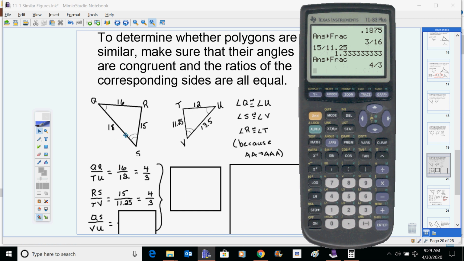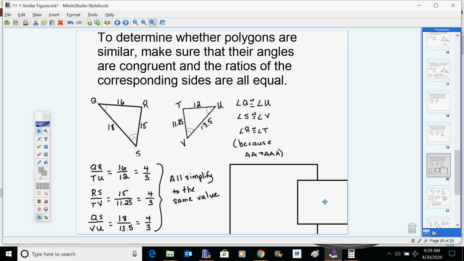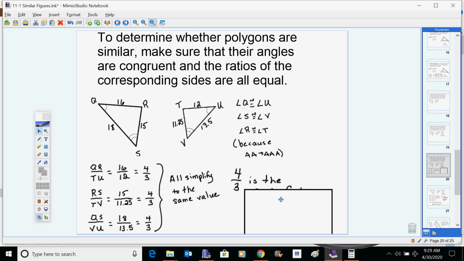Okay, then QS 18 compared to 13.5. And once again, if we plug that in, we would get 4/3 again. So these are all the same value. Because they're all the same value, the ratios are all equal. 4/3 is the scale factor. They are similar because the angles are congruent and the sides all give you the same ratio. 4/3 is the scale factor that we talked about before. Another word that you might see in your book is the similarity ratio. So those just are thrown out there so that you can see them.